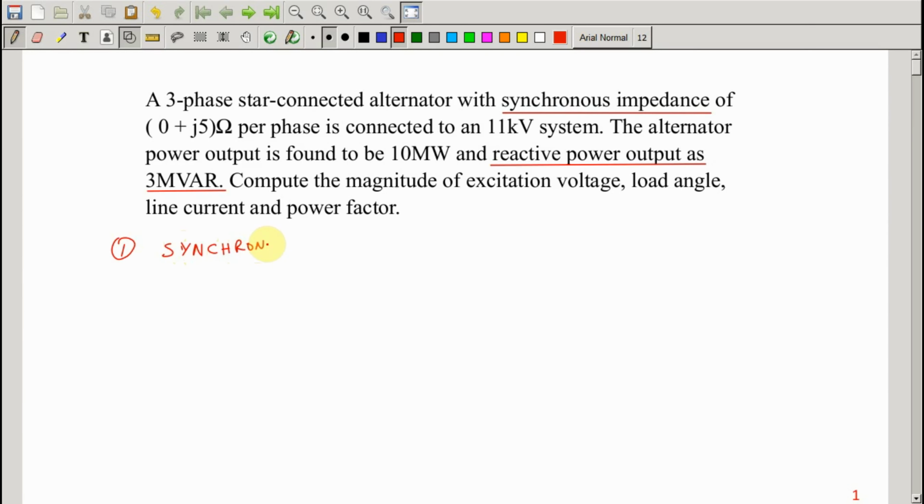Synchronous impedance, this particular phrase gives an indication that it is a round rotor alternator. So the synchronous machine is a round rotor alternator. How do we know? Because the word synchronous impedance is there.